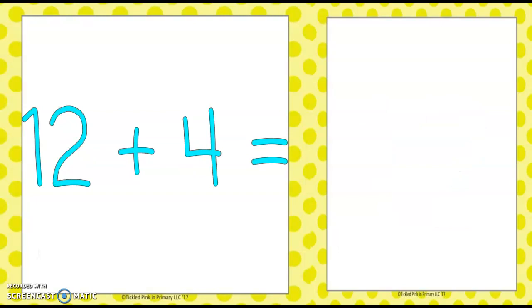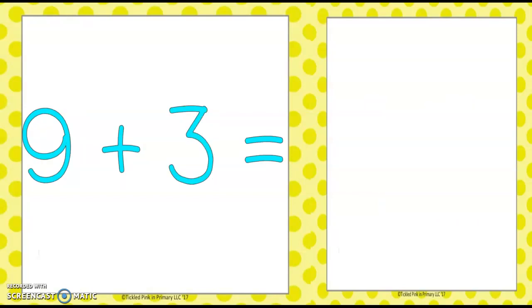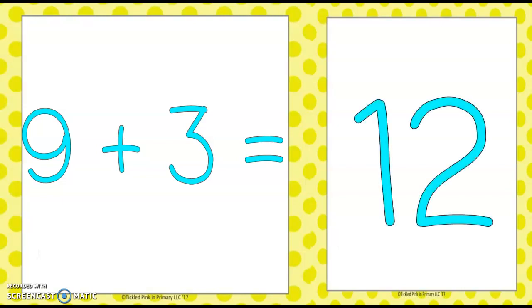12 plus 4 equals 16. Let's say it together. 12 plus 4 equals 16. 9 plus 3 equals 12. Let's say it together. 9 plus 3 equals 12.